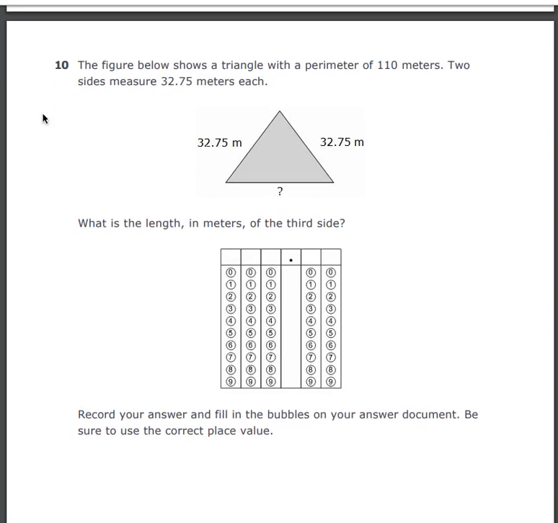Question 10. The figure below shows a triangle with a perimeter of 110 meters. Two sides measure 32 7/75 meters each. What is the length in meters of the third side? Record your answer and fill in the bubbles on your answer document. Be sure to use the correct place value.